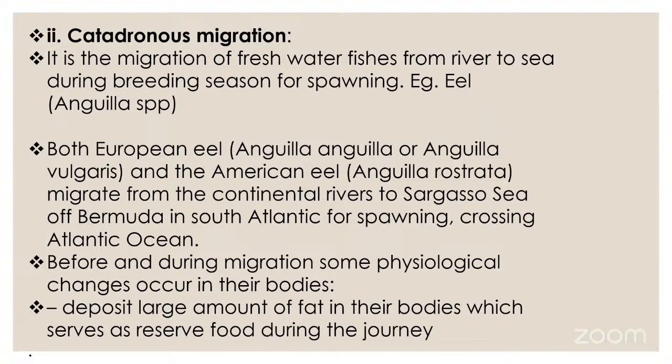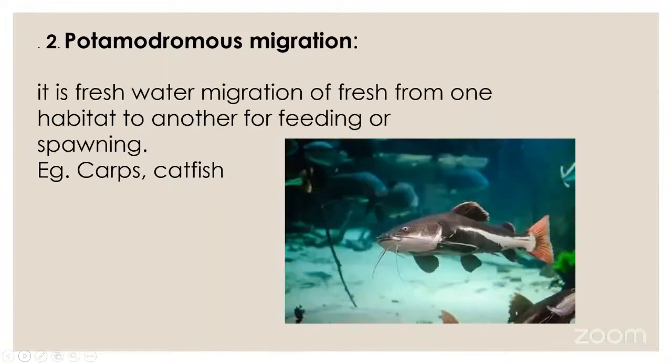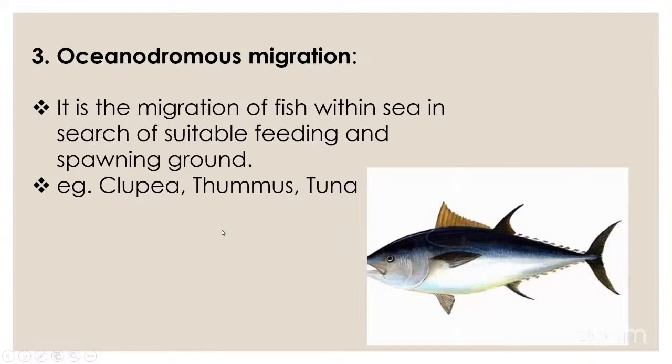Next, the second one is potamodromous migration. It is the freshwater migration of freshwater fish from one habitat to another for feeding or spawning. Examples: catfish, carps, etc. Then we have oceanodromous migration. It is the migration of fish within the sea in search of suitable feeding and spawning grounds. Example: tuna fish, clupea, etc.